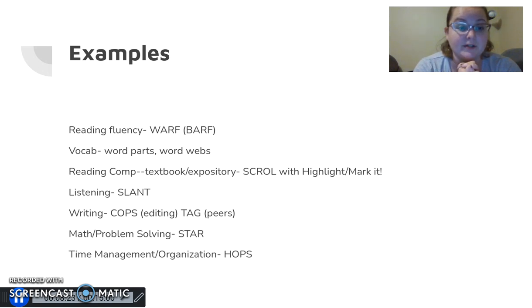Vocabulary strategy. These would be teaching them about the word parts, root words, morphemes, prefixes, suffixes, okay? You can also use graphic organizers like your word webs, those kind of things. Then for reading comprehension, again, with the textbook stuff that starts really picking up in 5th grade, you've got scroll, so we're surveying the headings, okay? Making connections, what's the gist of what it's talking about, that's the C, connections.